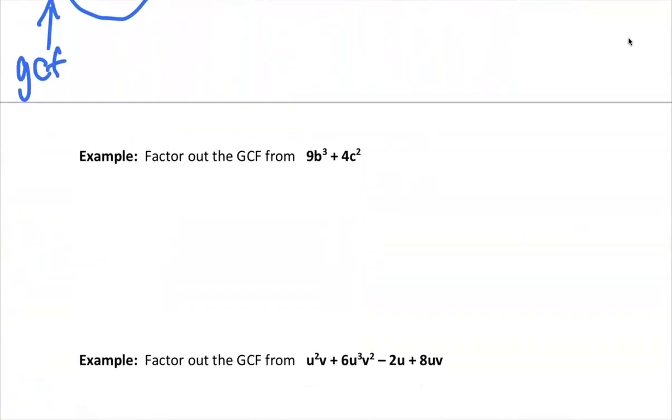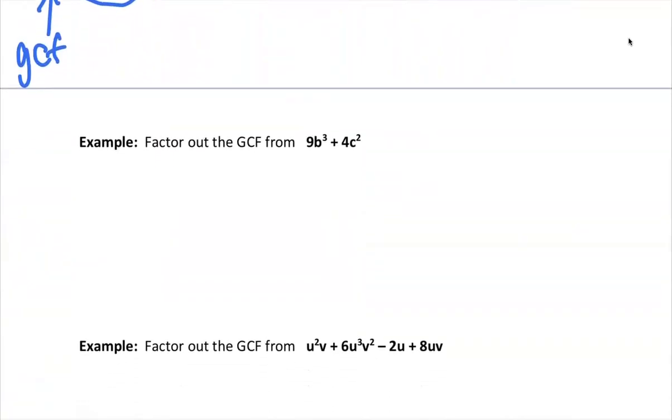Factor out the GCF. 9b cubed, 4c squared. 9 and 4, there is no GCF other than 1, but 1 doesn't count because everything has a factor of 1. B cubed and c squared do not have a common factor. When that happens, there's no way to factor it. We would say prime. That would be like back in the day if you were trying to do a factor tree on 17, you couldn't because it's prime. It's not 2 times something or 3 times something. There is no factorization of prime expressions.